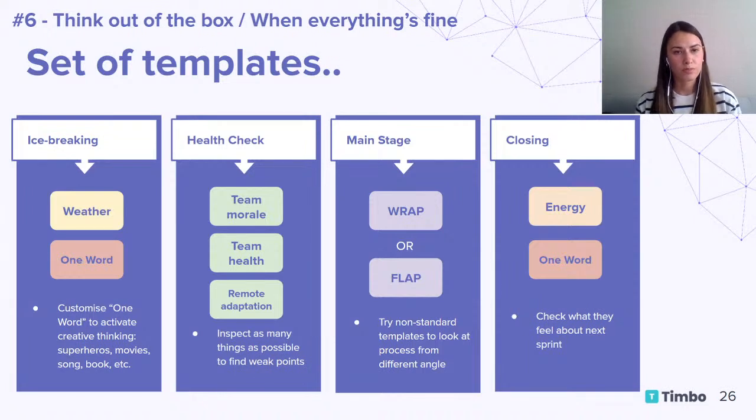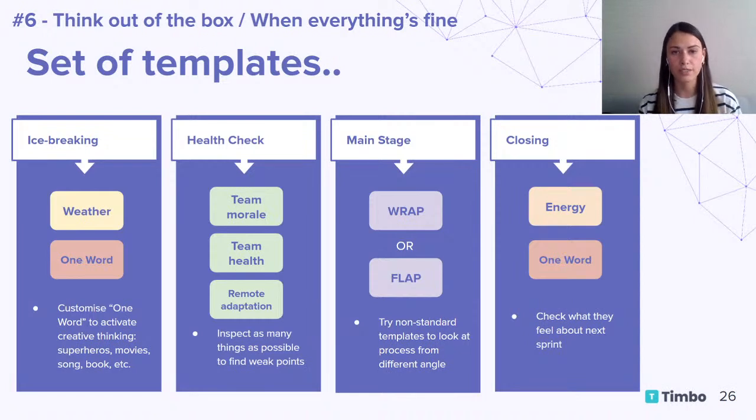But for the one word, you should be more creative. Your task here is to activate their creative thinking for that retro. So try choosing something like, for example, you can ask them what superhero you feel you were this sprint. How would you describe our product if it was a movie, or a song, or a book? This will make them think out of the box already, because nobody will answer that question just off the top of their head, and this is a good start.